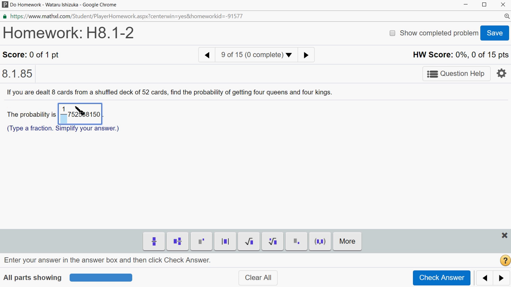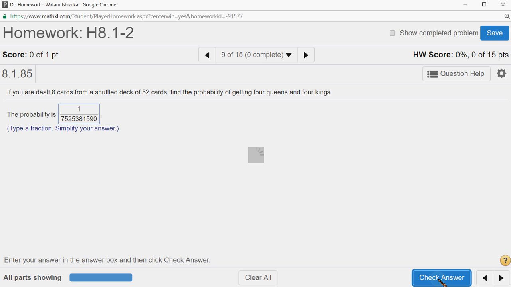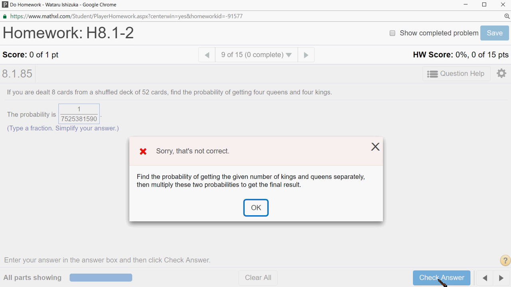1 over. Oops. Actually, let's see, how do I do this? Maybe I have to copy that. So 752, 538, 150. Then I just have to get rid of that number. Alright, so let's check the answer. Let's see, did I put the number correctly?